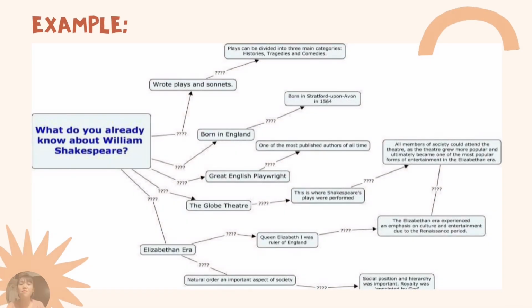So moving on to the example of a mind map, the example presented on the screen. So as you can see, here is the example. So your main topic or general topic is what do you already know about William Shakespeare. For example, wrote plays and sonnets. Then plays can be divided into three main categories: histories, tragedies, and comedies. So William Shakespeare was also born in England, in Stratford upon Avon in 1564. Okay, so this is an example of a mind map.